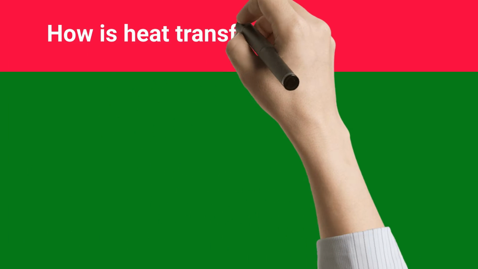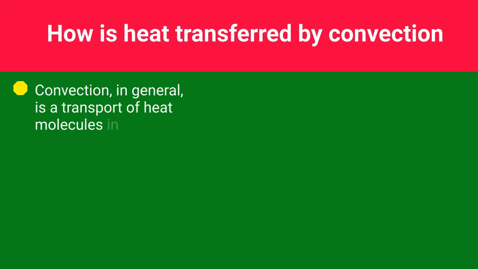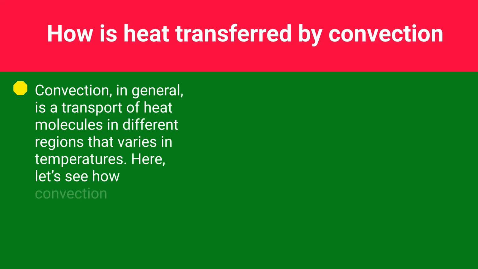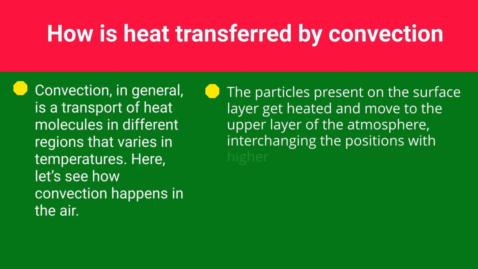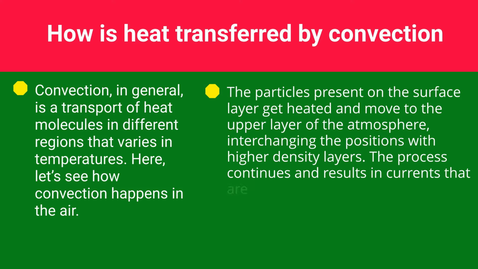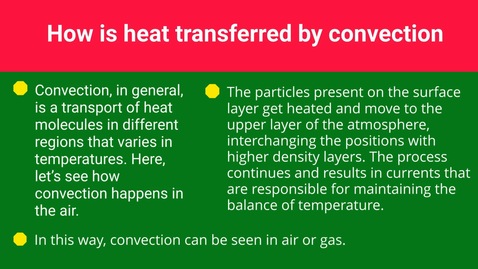How is heat transferred by convection? Convection in general is a transport of heat molecules in different regions that vary in temperature. Here, let's see how convection happens in the air. The particles present on the surface layer get heated and move to the upper layer of the atmosphere, interchanging positions with higher density layers. The process continues and results in currents that are responsible for maintaining the balance of temperature. In this way, convection can be seen in air or gas.